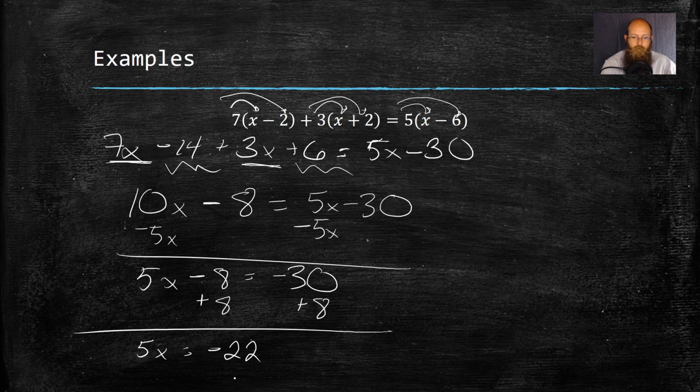-22. When I divide by 5, I'm going to show you a shortcut in a second. This takes forever. Dividing both sides by 5. Now I'm going to have to write this over on my right again. x equals -22 over 5. That's improper.